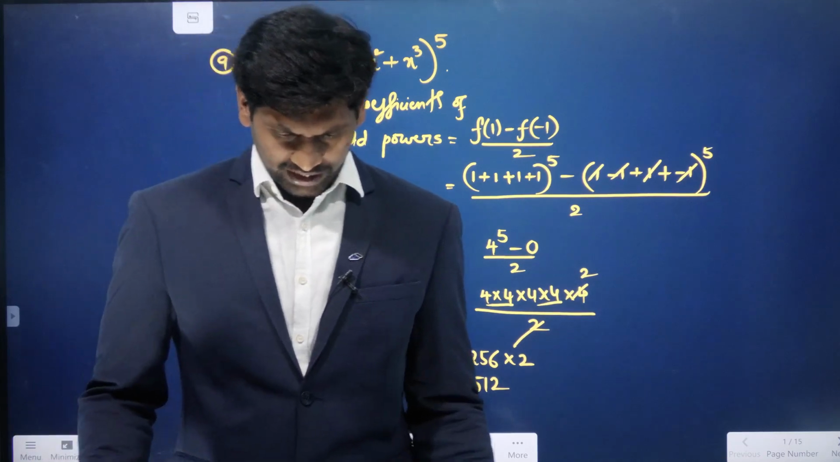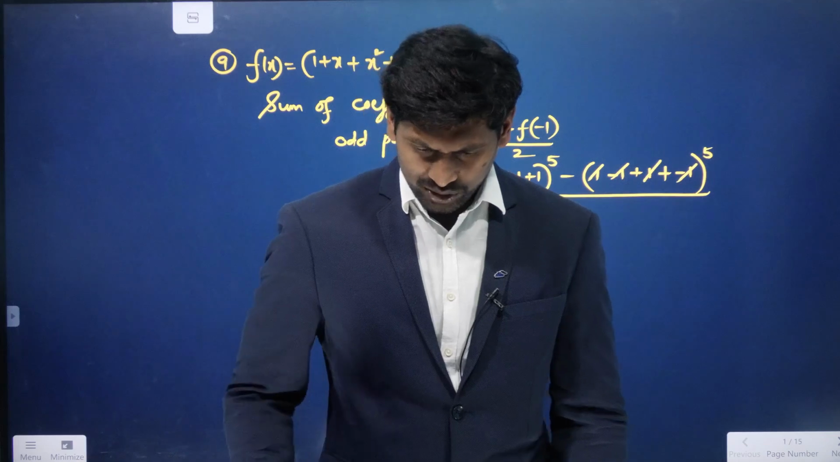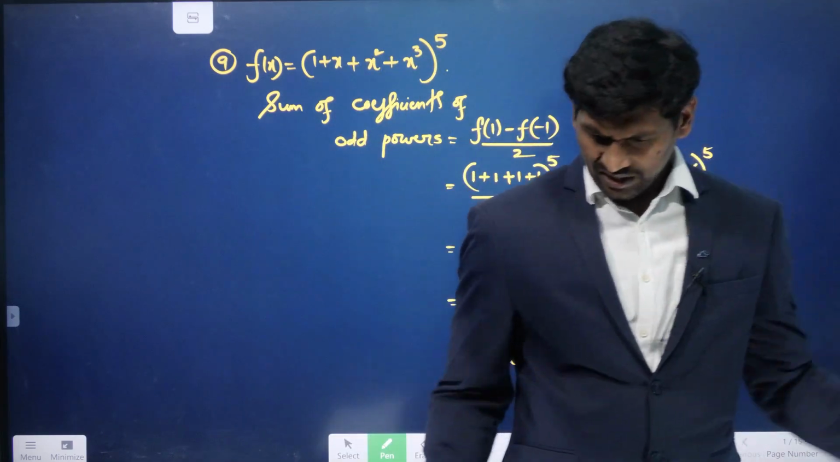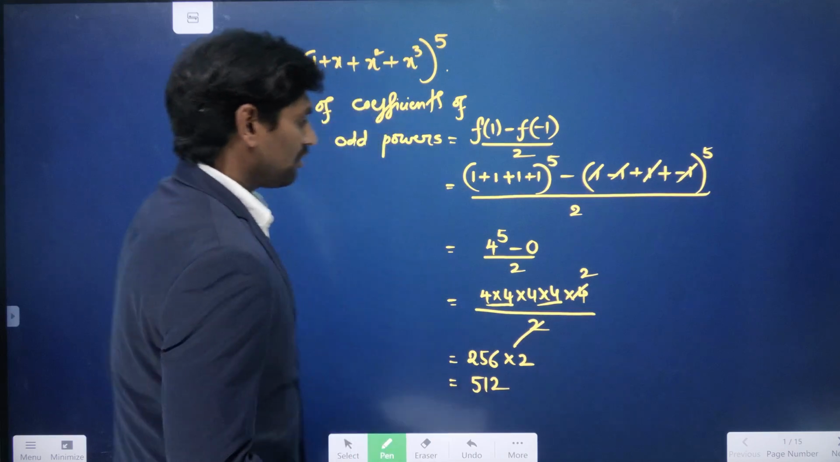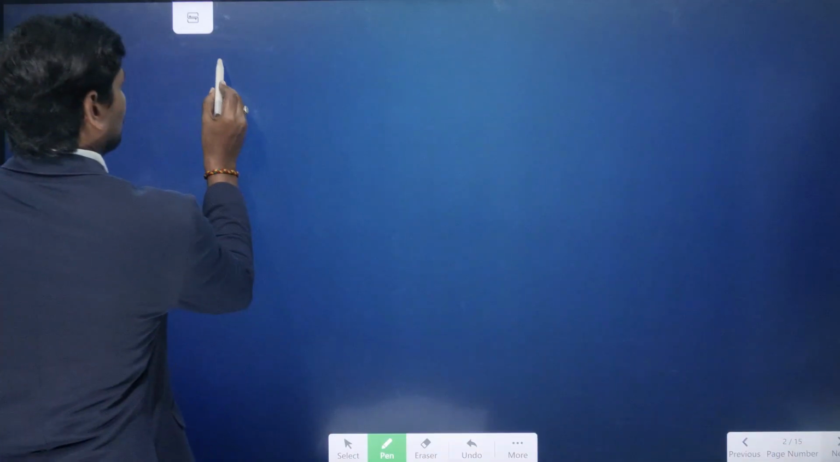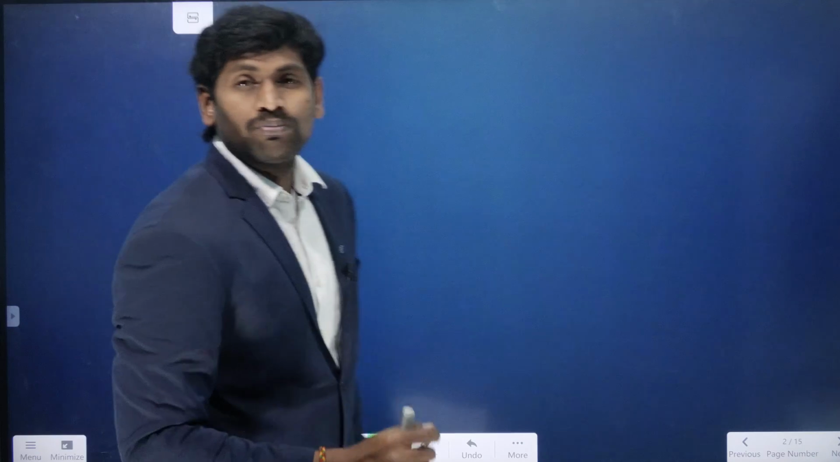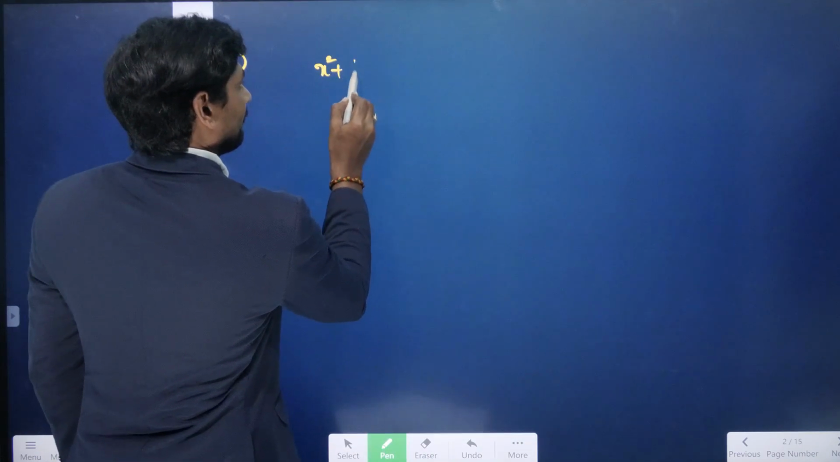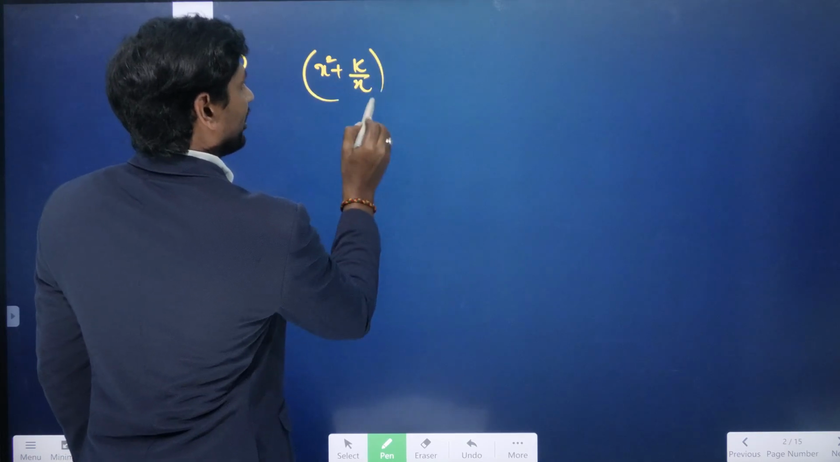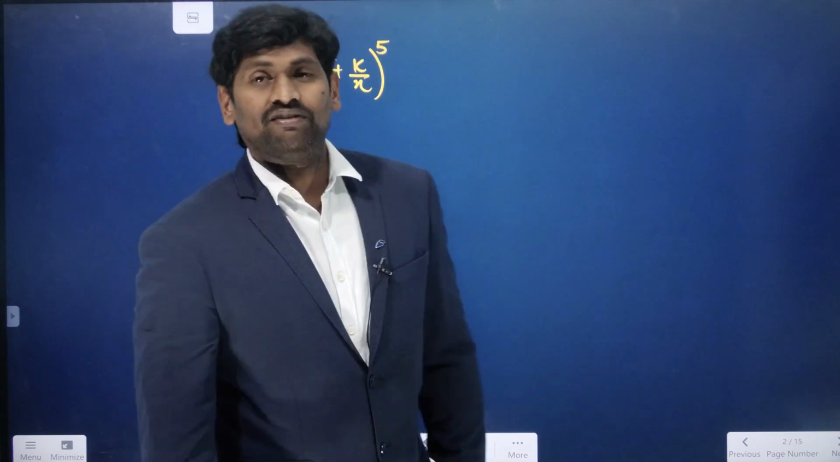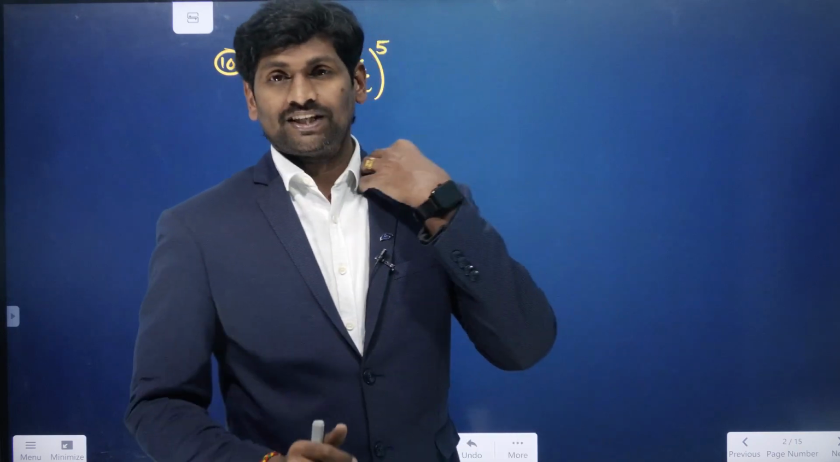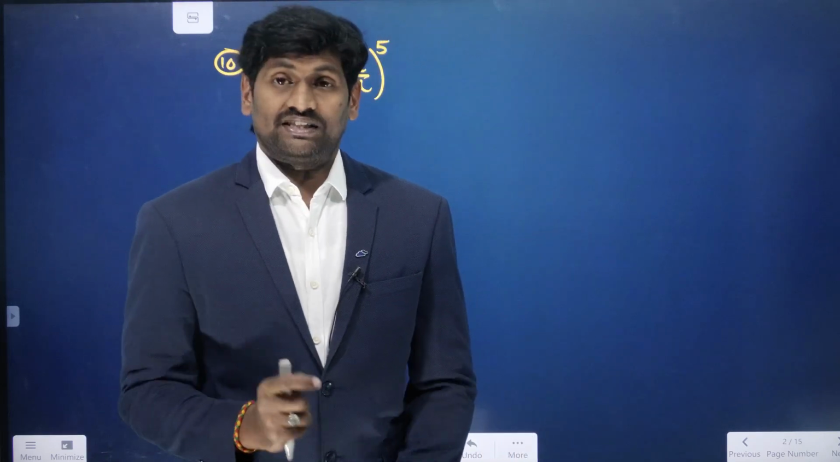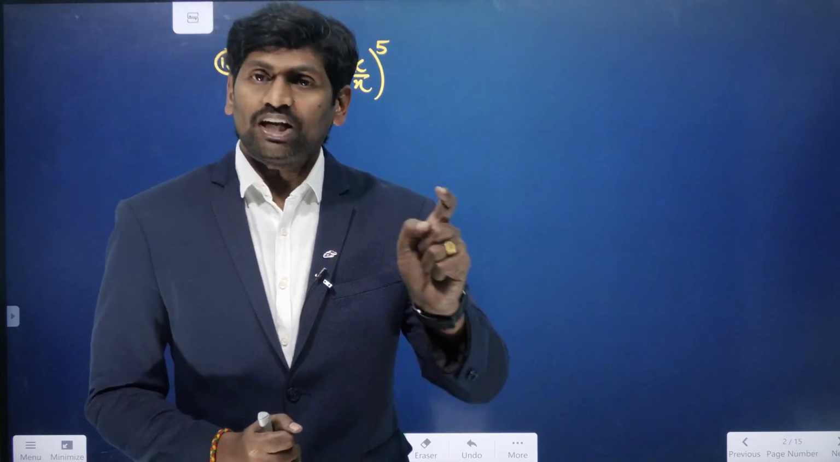That is problem number 10. The coefficient of x in the expansion of (x square plus k by x) whole to the power of 5 is 270. There is a small mistake in the question: you need to change it to the coefficient of x is 270, then find the value of k.